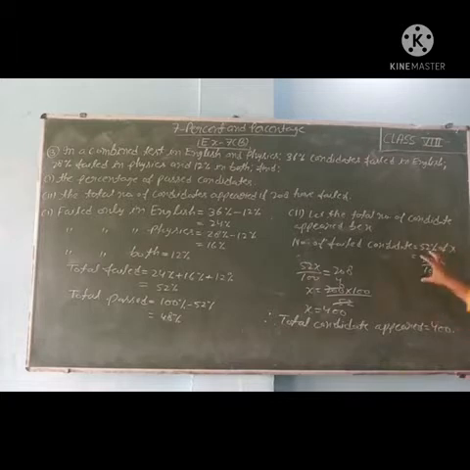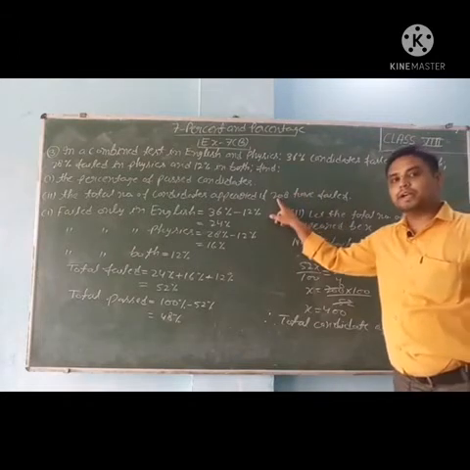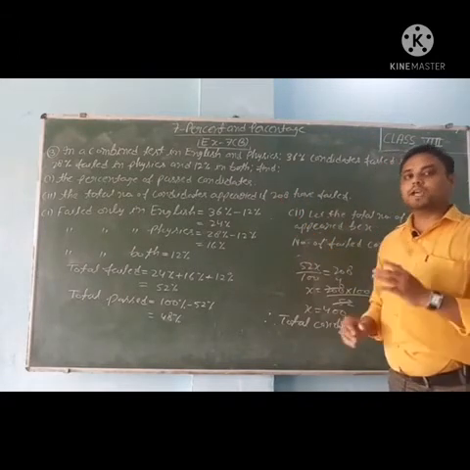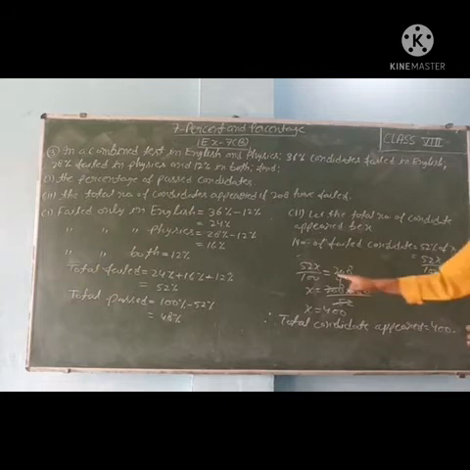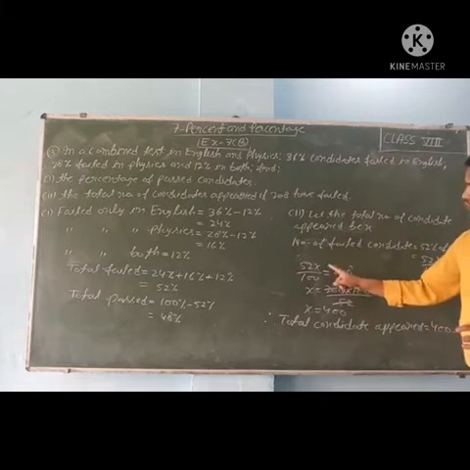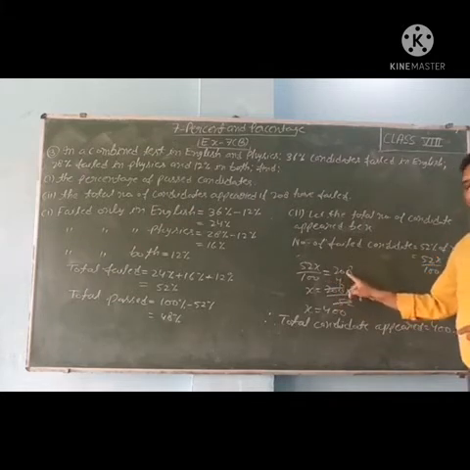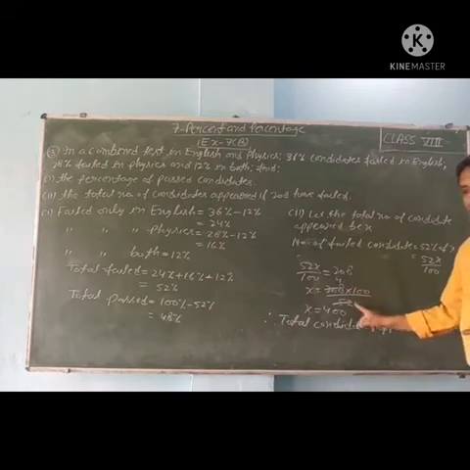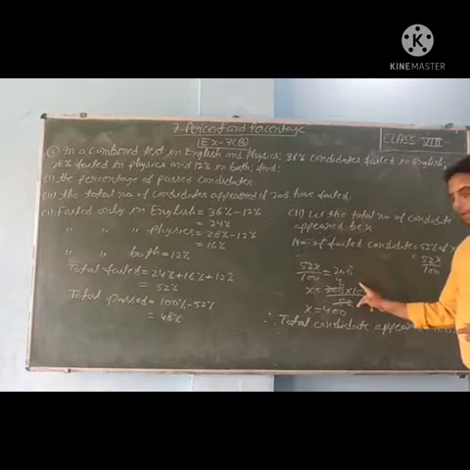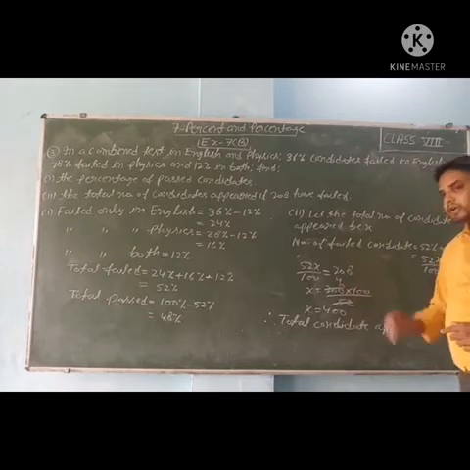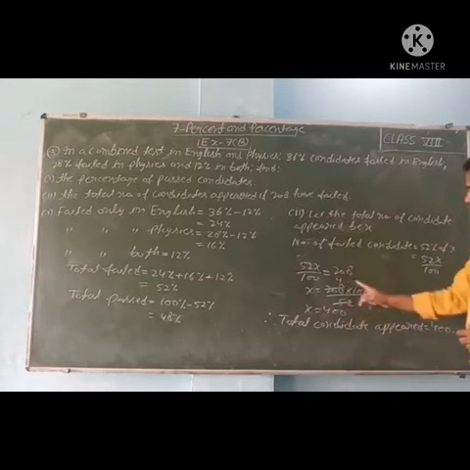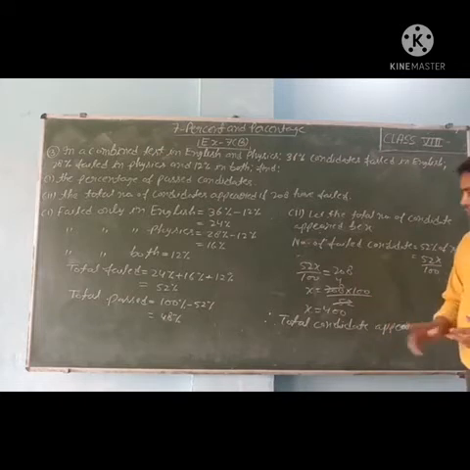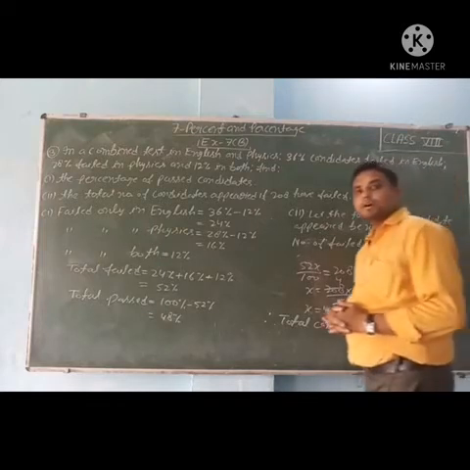We have the number of failed candidates in terms of X, and we have the number of failed candidates in numbers also. Both can be equal, so we will make both equal. So 52x upon 100 is equal to 208. So x is equal to, cross multiply, 52 will come in denominator, 100 will come in numerator with 208. So 52 4s are 208. So x is equal to 4 into 100, 400 candidates. So total candidates appeared in the exam is equal to 400.